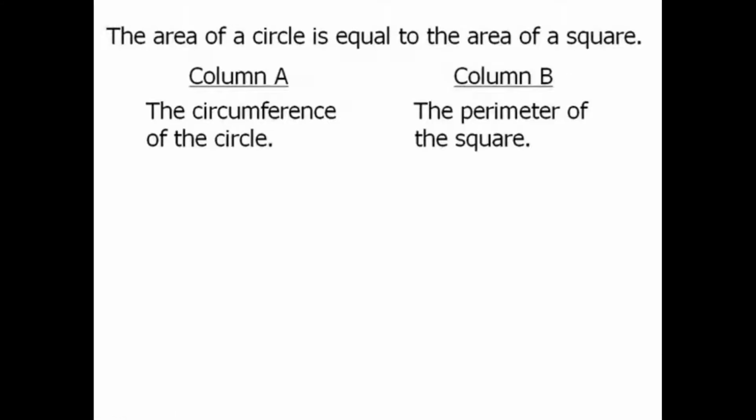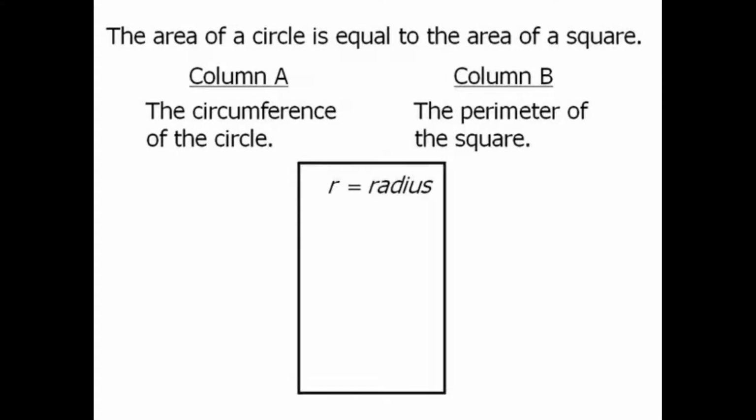All right, to begin, we'll let r equal the radius of the circle, and x will equal the length of one side of the square. So column A will be equal to 2 pi r, and column B will be equal to 4x. Now the question tells us that the area of the circle is equal to the area of the square. So the area of the circle will be pi r squared, and that will be equal to the area of the square, which is x squared. From here we'll solve for x.